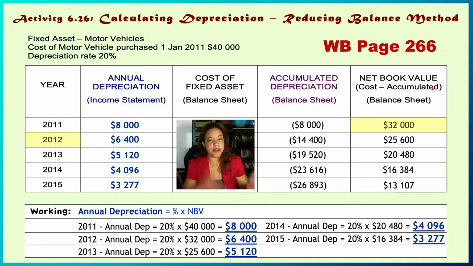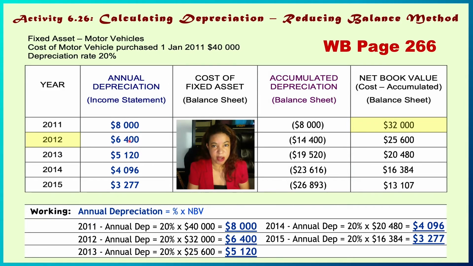For straight line and for reducing balance method, it does not matter in terms of the net book value. Net book value is the value after it has depreciated, which means the value is going to go down whatever method you use. What they are referring to in the name is the annual depreciation. So for straight line, same amount. But for the reducing balance method, you would see that annual depreciation starts off at 8,000.